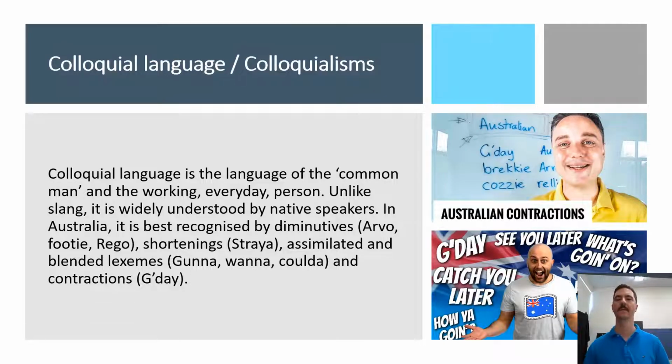All right, colloquial language is your working man, your everyday person, the person on the street's language, not overly affected or show-offy or higher register, just the language of the people. In Australia, think of diminutives, shortenings, assimilated lexemes and contractions as signals of colloquial language specifically. At this point, it might be useful for you to think of some of the associations with these words and what they signal about the people using them.